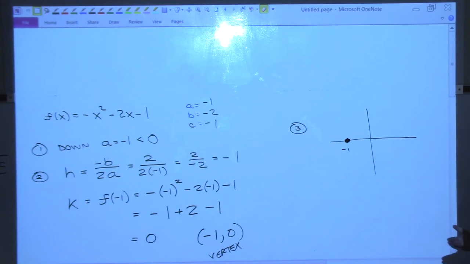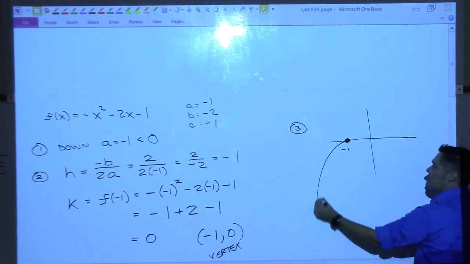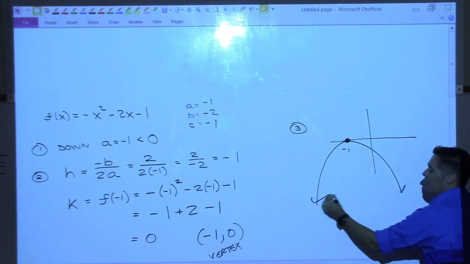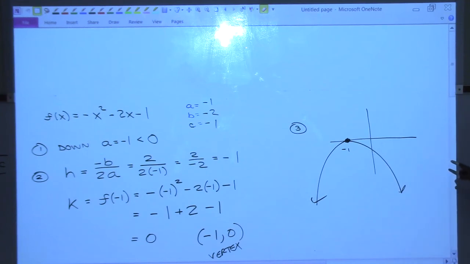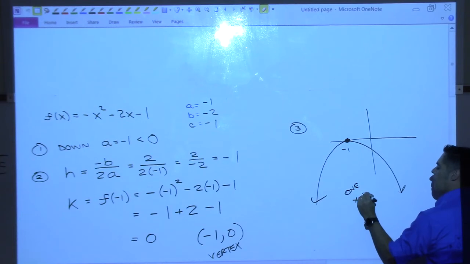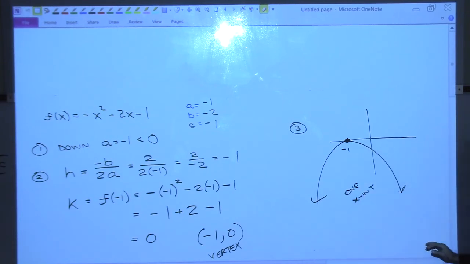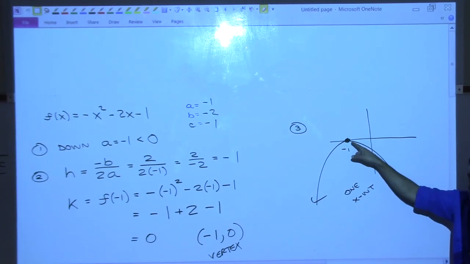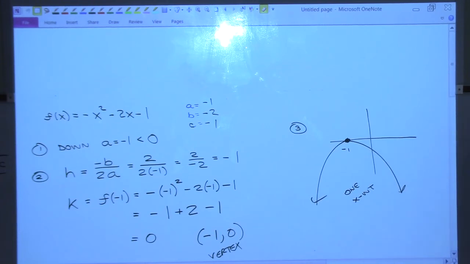And which way does it open? Down. Which means we only have one X-intercept, right? We have one X-intercept, which means I do not need to do the fourth step. I don't need to go find the X-intercepts, because I already know what it is. That is the X-intercept, isn't it? So don't go through the work. Does that make sense?